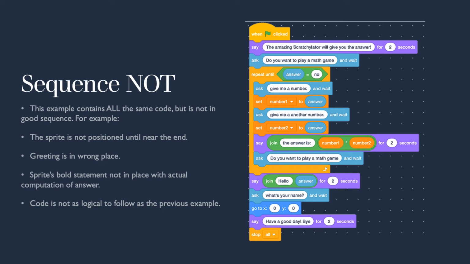What sequencing is not. This example shows you all the same code, but it's not in the same order. The sprite doesn't get positioned till the end. Ask what your name is at the end. Shows you how amazing it is at the top instead of in the middle, and it's just not in order. Sequence has everything going in order.